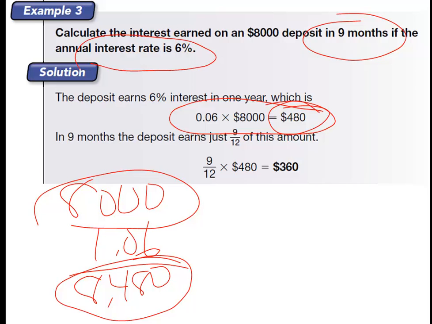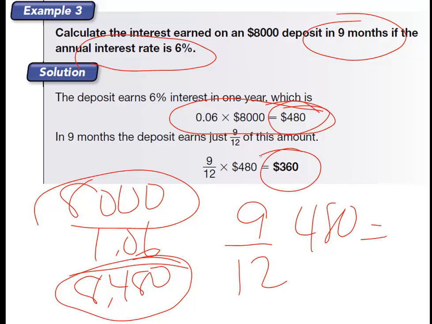So you've got to take that 480, and you've got 9 out of 12 months. So you take 9 times 480 divided by 12 and get $360. You know that you earn $360 of interest in 9 months rather than a full 12 months.